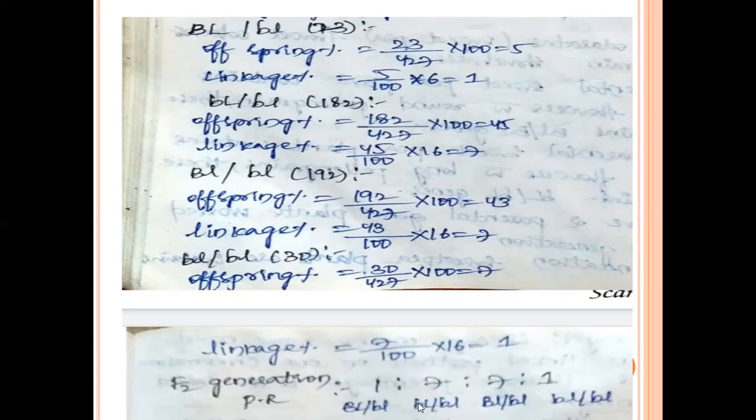Based on these values, in the F2 generation of repulsion linkage, the ratio is 1:7:7:1. In coupling linkage, the F2 phenotypic ratio is 7:1:1:7. But in repulsion linkage, the F2 generation phenotypic ratio is 1:7:7:1. This is the phenotypic ratio of the F2 generation of repulsion linkage.